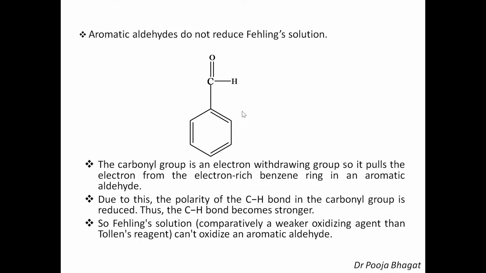Now, Fehling solution is comparatively a weaker oxidizing agent than Tollens reagent. Although both Fehling solution as well as Tollens reagent are mild oxidizing agents, when we compare their oxidizing nature, the Fehling solution is the weaker oxidizing agent. Therefore, it is not capable of oxidizing an aromatic aldehyde. Therefore, the Fehling test is given only by the aliphatic aldehydes and not by the aromatic aldehydes.